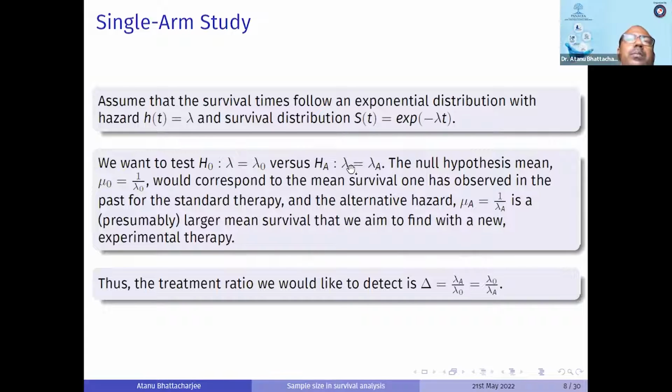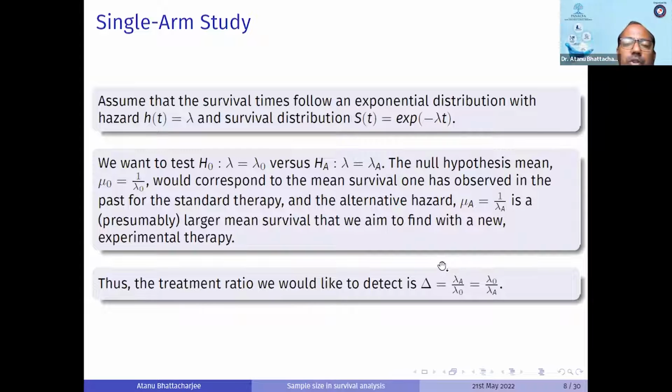So lambda is going to be basically 20%, or 0.2, and lambda naught is equal to 40%, or 0.4. So these are the scenarios, the assumptions, used to calculate the sample size. Once we have these, we are going to find the delta.